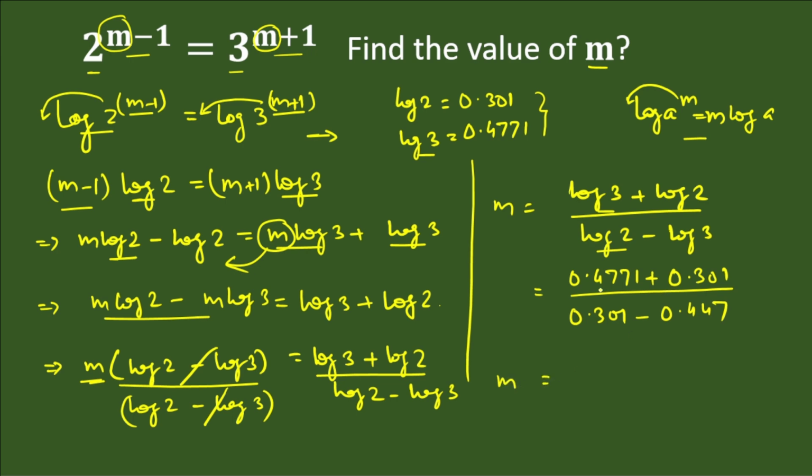Now if we calculate this value, the numerator will be 0.7781, and in the denominator, the negative value is more than the positive value, so it will be negative 0.1761. Now if we divide these terms, we'll have negative 4.418. So this is the value of m. Here we have calculated the value of m, that is equal to negative 4.418. This is the answer of this problem.